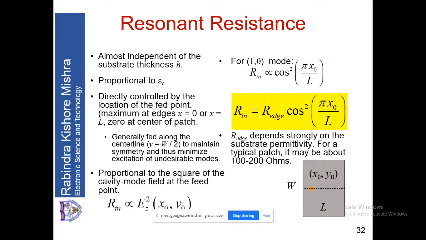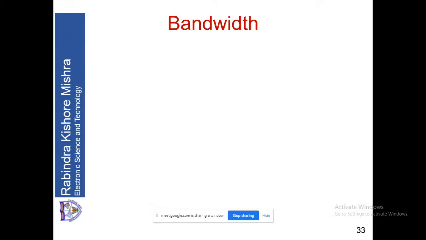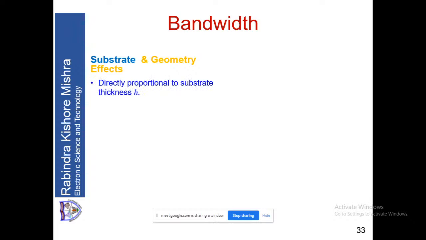Now let us consider the bandwidth of the patch antenna. This is another characteristic. So let us consider the effects of the substrate and the geometry on the bandwidth. What are the effects? It is directly proportional to substrate thickness. Why will it be directly proportional to substrate thickness? The more the thickness, the more loosely attached the electric fields are.